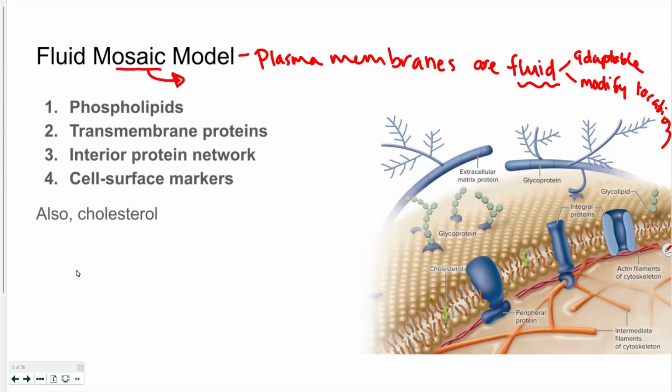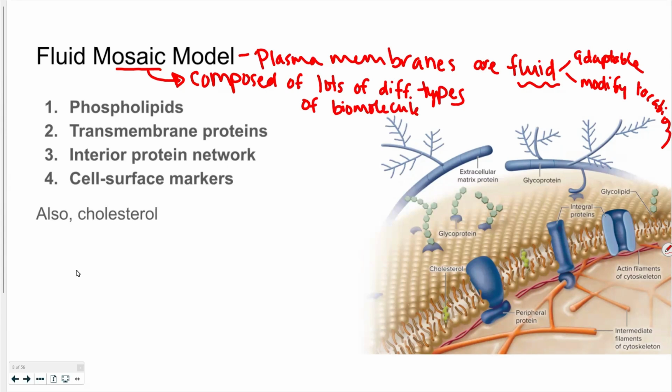So the mosaic component of the fluid mosaic model is that the membranes are composed of lots of different kinds of biomolecules. Okay, so let's talk about these components then.